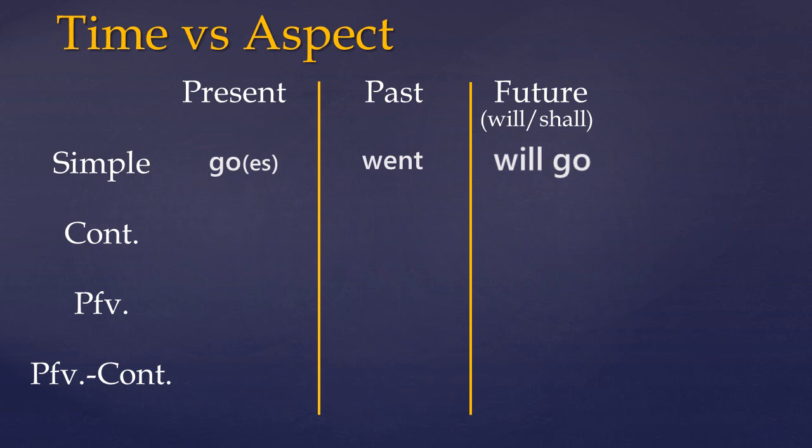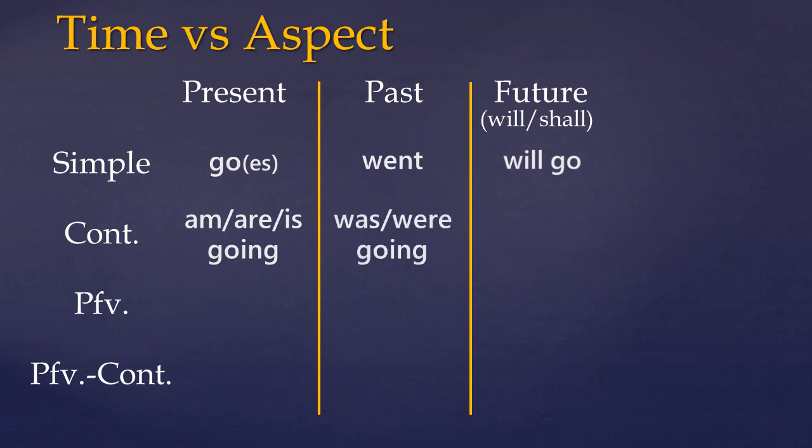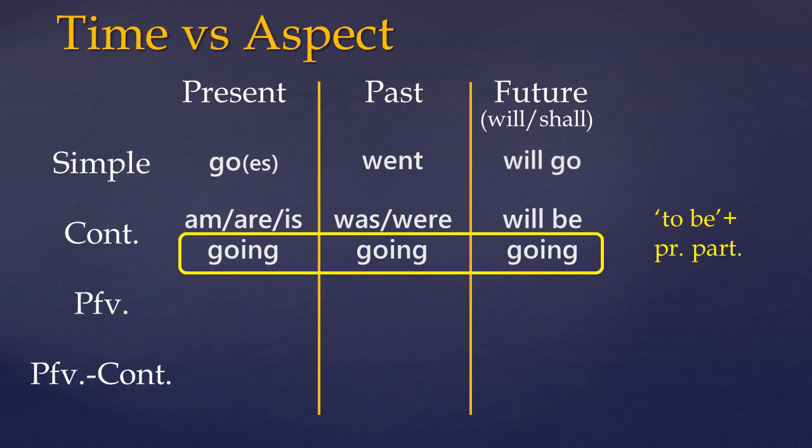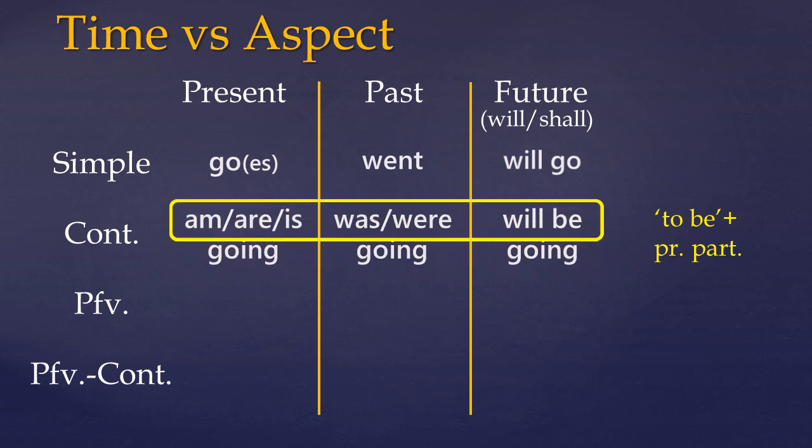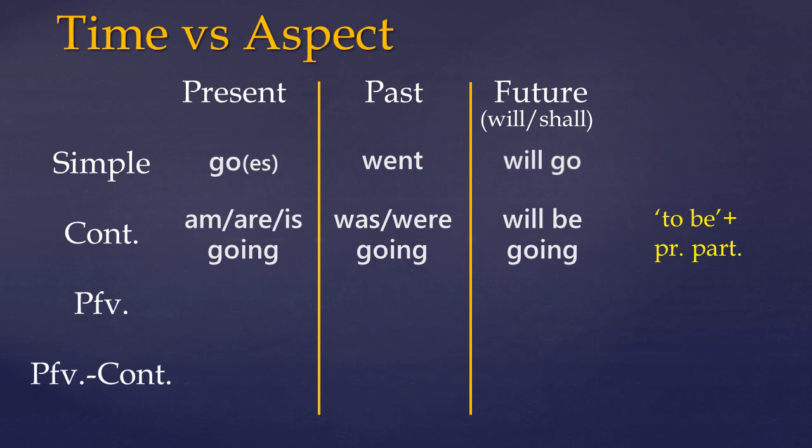Now if we turn to the continuous aspect, we have I am going, you are going, he is going, I was going, you were going, he was going, and I will be going, you will be going, he will be going. So now there's a couple of things to notice here. With the continuous aspect, the verb is always in its present participle form, that is, the ing form. And even though it's called a present participle, it's used for all three time periods. The time period is actually indicated by the inflection of the auxiliary verb, and the auxiliary is always a form of the verb to be. So in the present time we have the present tense forms, and in the past we have the past tense forms, and the future takes will be.